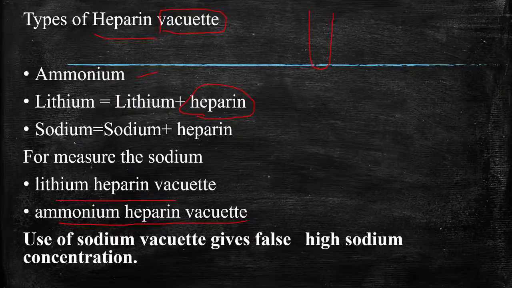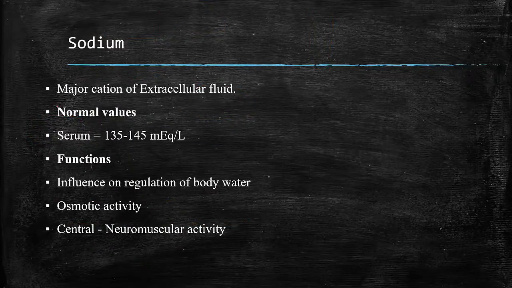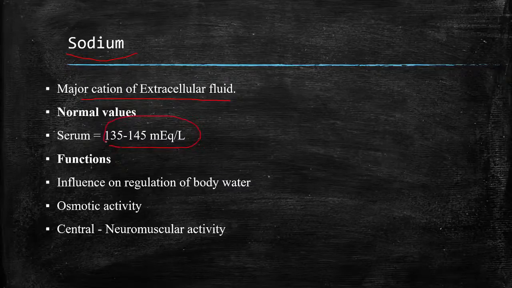So when you are measuring sodium, we will avoid using sodium vacutainers because that can lead to false results. Okay, so now we'll learn how we measure sodium by the ISE method. This is a major extracellular cation. Normal values in serum are between 135 to 145 milliequivalents per liter.